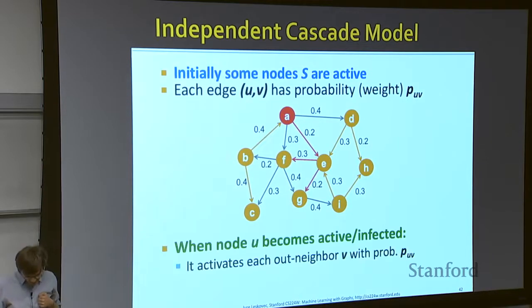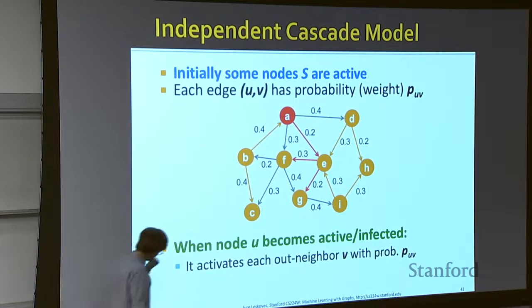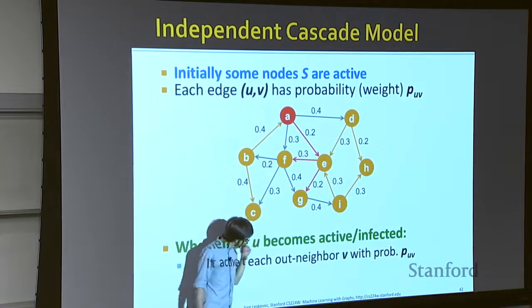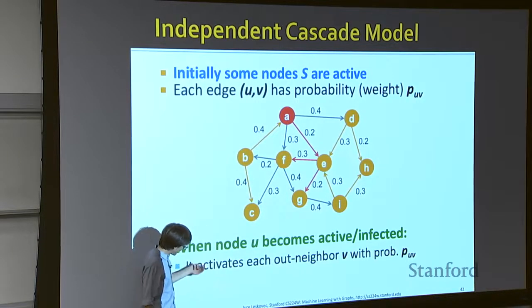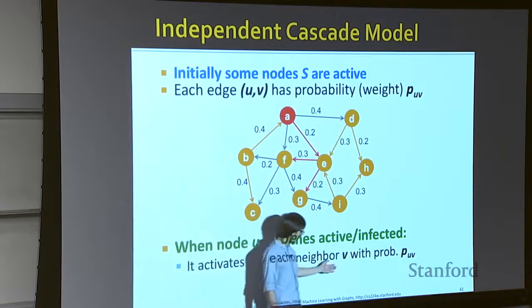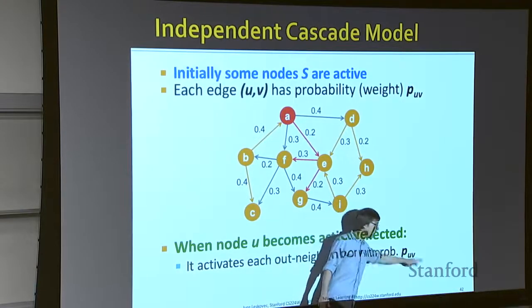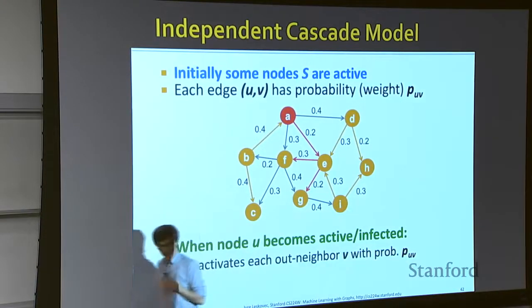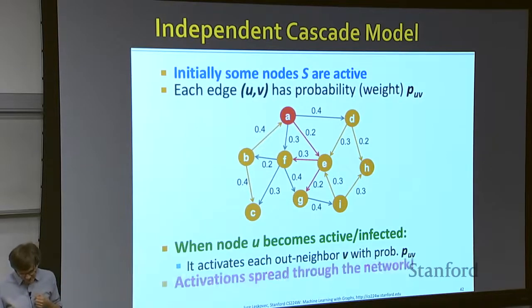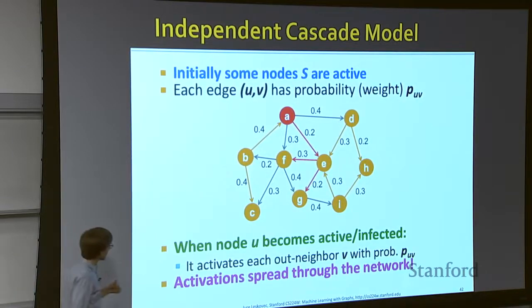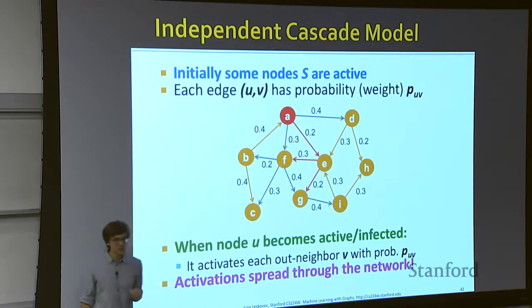So the idea is that basically this is an independent cascade model because every transmission happens independently of all other transmissions, right? So the idea is that when a node becomes infected, it activates each of its outgoing neighbors, outgoing links, with a probability that's assigned to that link, to that directed edge, right? So the way this would work is that activations spread throughout the network, right?